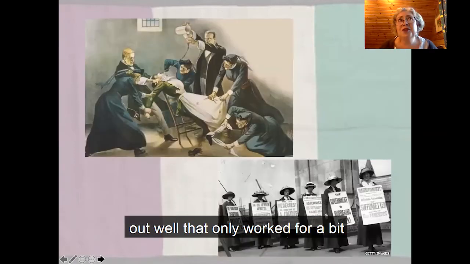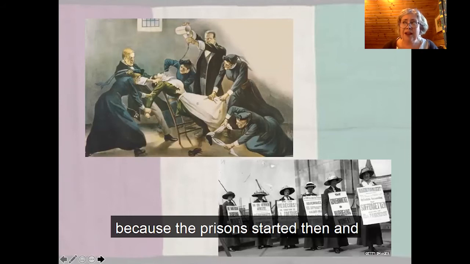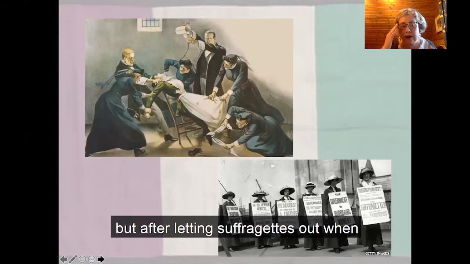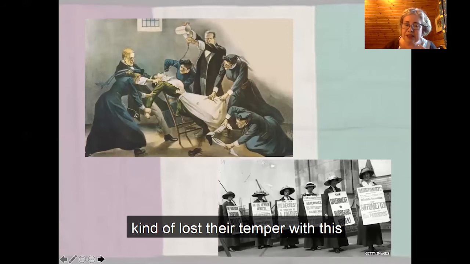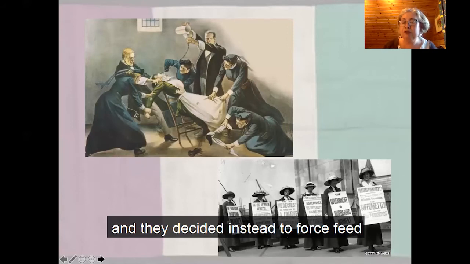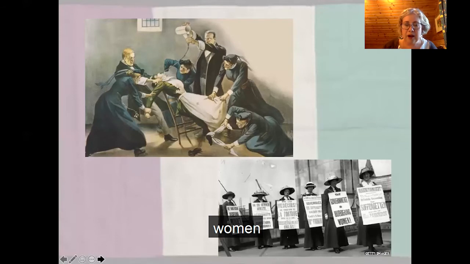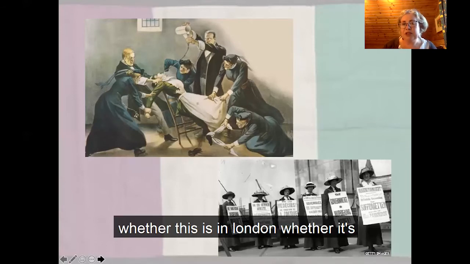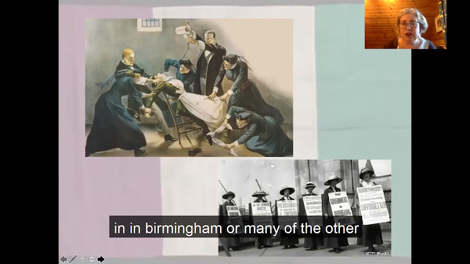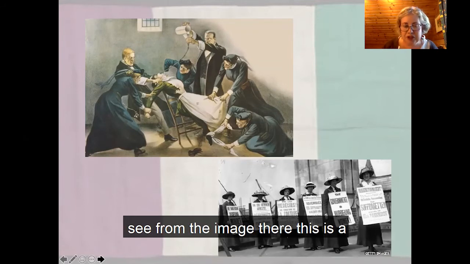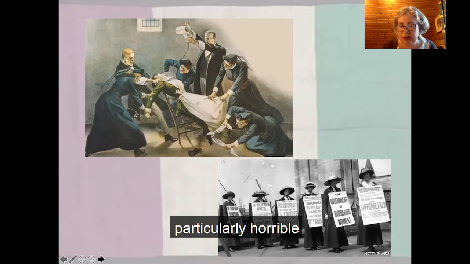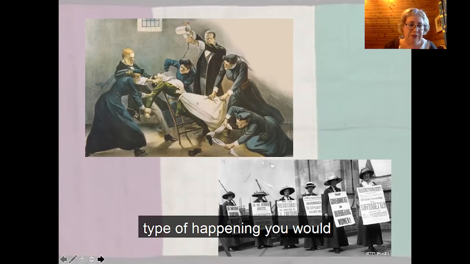Well, that only worked for a bit because the prisons started then, and this is only in England, but after letting suffragettes out when they went on hunger strike, the prisons kind of lost their temper with this, and they decided instead to force feed women. Whether this is in London, whether it's in Birmingham or many of the other prisons around England. And as you can see from the image there, this is a particularly horrible type of happening.